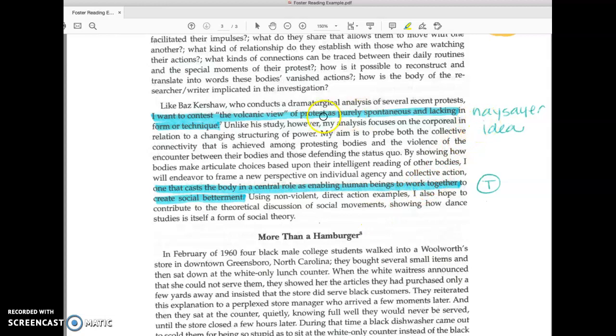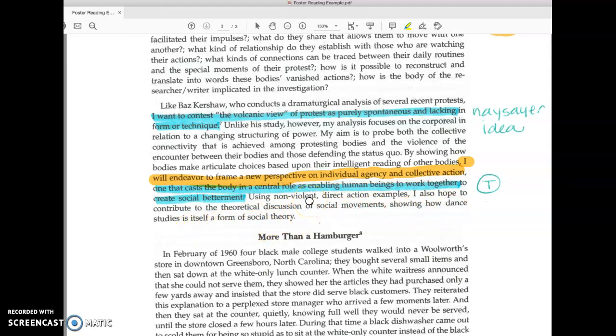Down here, we see we're getting to the end of the first section of her introduction, right? There's another naysayer idea here, but then you get to her thesis. And again, it's a second thesis statement. It's not necessarily different from what's on the first page, but it's again to remind the reader why she's doing what she's doing. "I will endeavor, meaning I will try, to frame a new perspective on individual agency and collective action, one that casts the body in a central role as enabling human beings to work together to create social betterment. Using nonviolent direct action examples, I also hope to contribute to the theoretical discussion of social movements, showing how dance studies is itself a form of social theory."